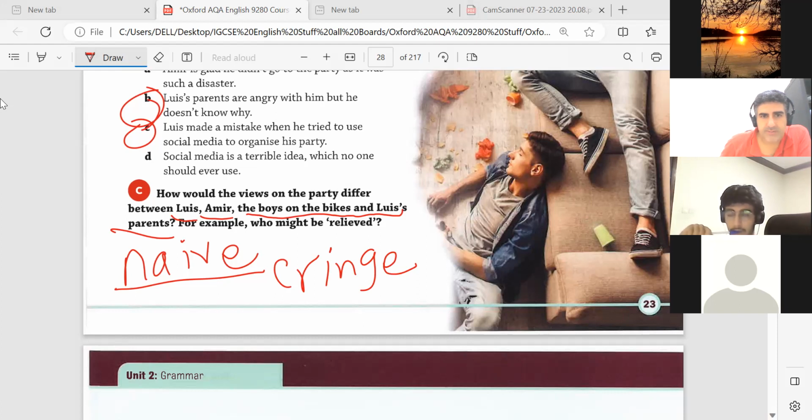Can you see my screen? You are opening the book, not the dictionary. Exactly. So here, as you see, cringe means what? Here, verb, not an adjective. It is an adjective, cringe making. Here, this is the meaning.